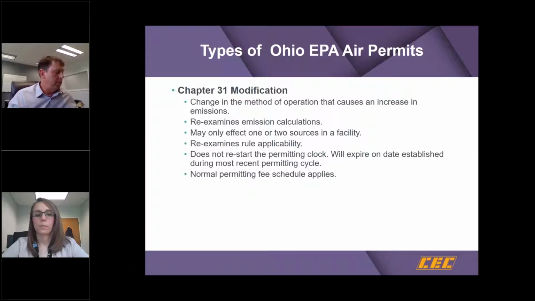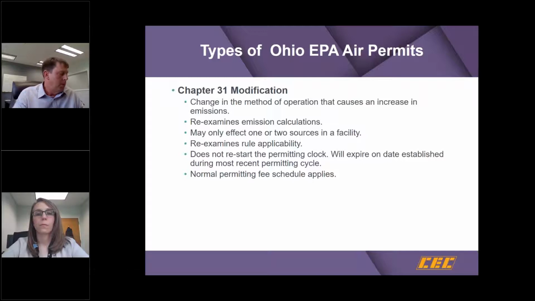And the Chapter 31 modifications, these are the modifications for the PTIO process when you have more of a major change that's going to cause operational changes, equipment changes, change in the emissions. It's going to reestablish your best available technology. We're going to redo the calculations to reestablish the best available technology for that source or sources.